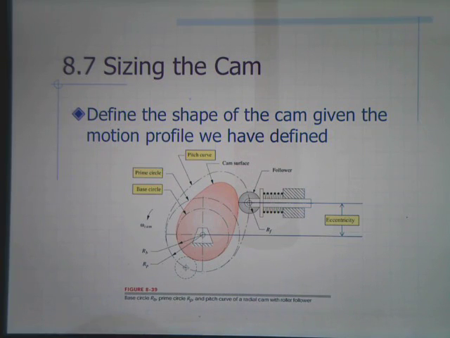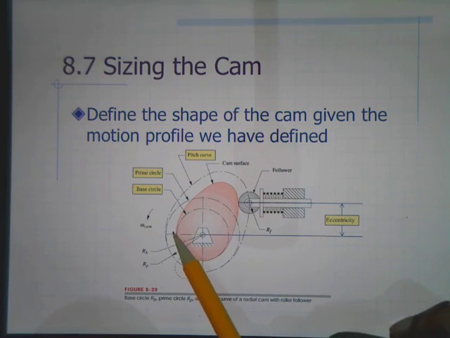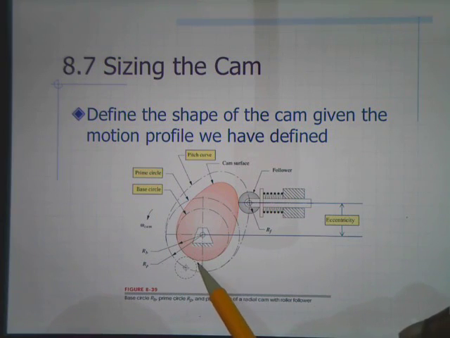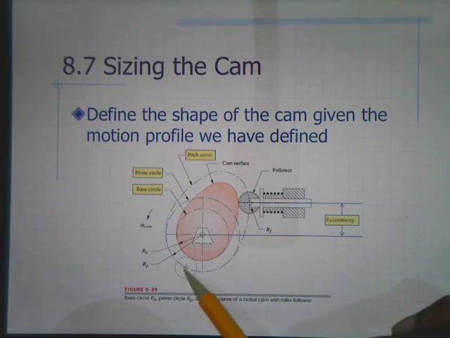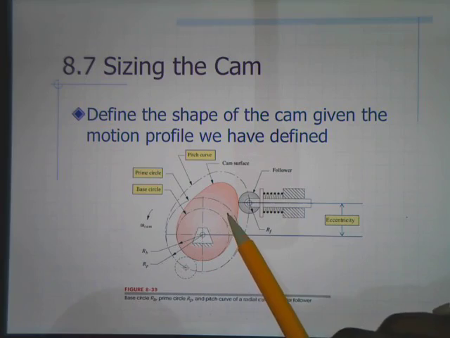There's also a base circle. The base circle is the circle centered at the center of the cam, and it's the smallest circle that we can get that is still tangent to the cam surface. You see here it's tangent. Can't get any smaller. If it got any smaller, then it wouldn't be tangent to the cam at any point. The prime circle is similar to the base circle, except that it is extended by an additional radius, and that radius is the radius of the follower that you see here. So here's the prime circle.